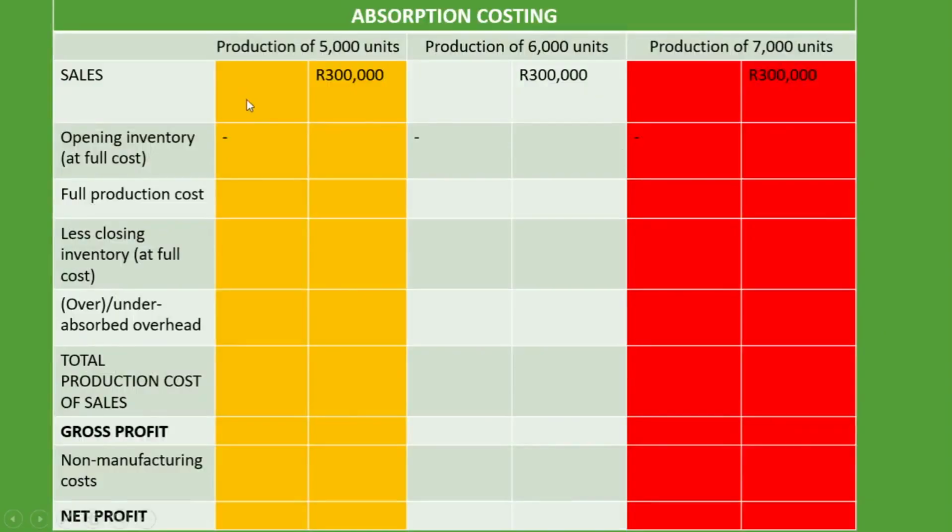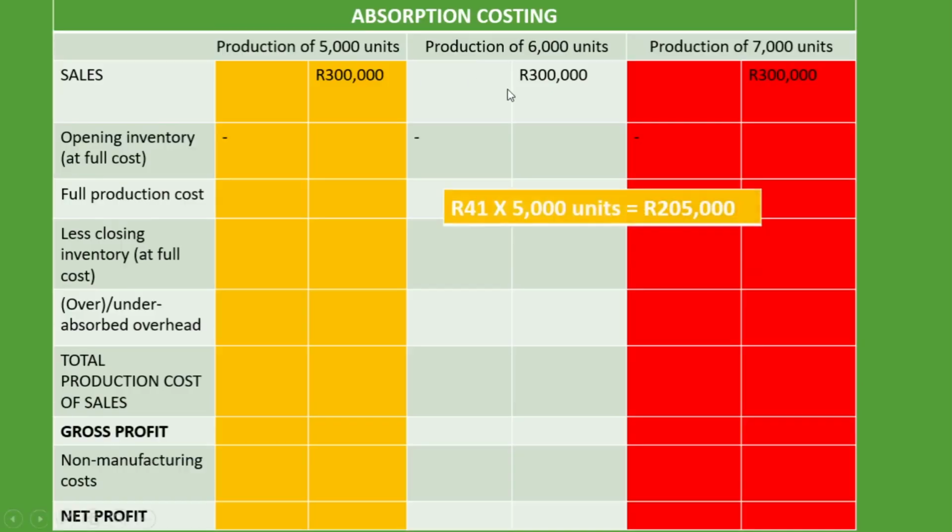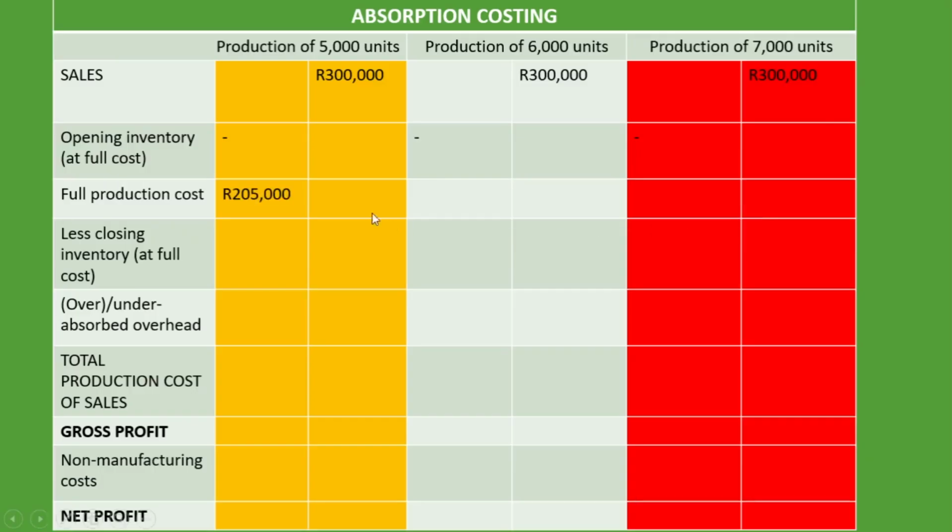Now let's focus on the production of 5,000 units. What is the full production cost of producing 5,000 units? Well, we take the 41 Rand, which we just calculated, the full production cost, multiplied by the 5,000 units which we produced during this current period, and then we have 205,000 Rand, and we put that under the full production cost. And then we deduct any closing inventory.